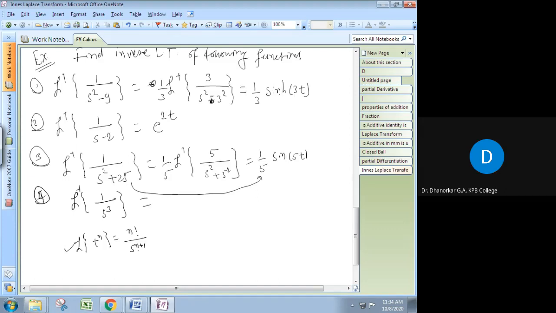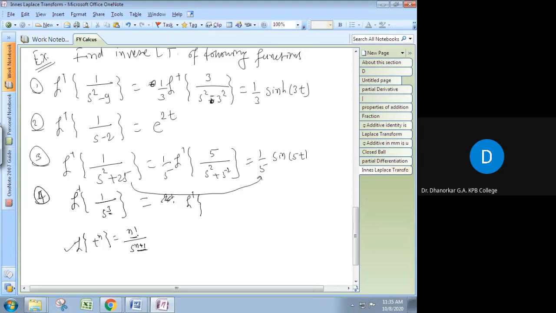Now again here, if divided by s to the n plus 1 term is there, then we have to take factorial of n only. Here n plus 1 is 3. That means here we have to take 2 factorial. Okay, 2 factorial should be there here. I will write here in this way.